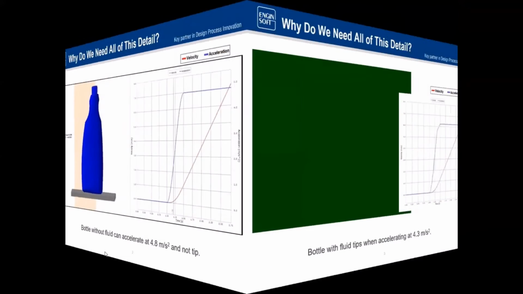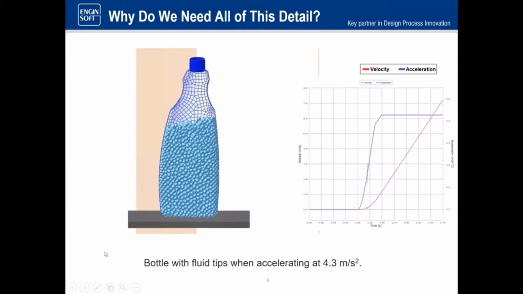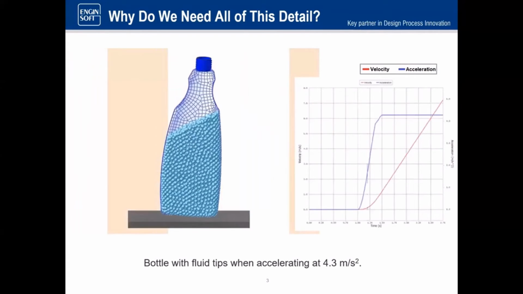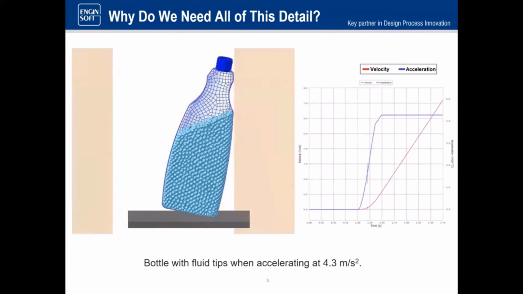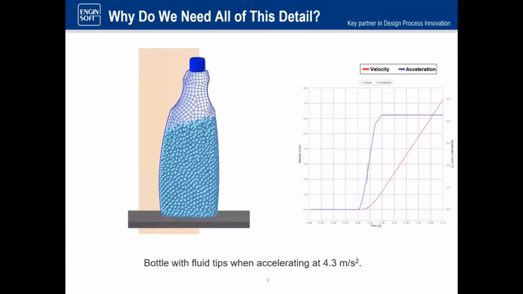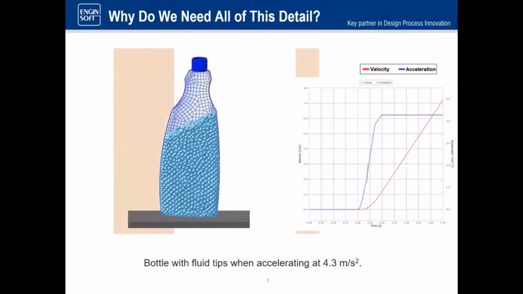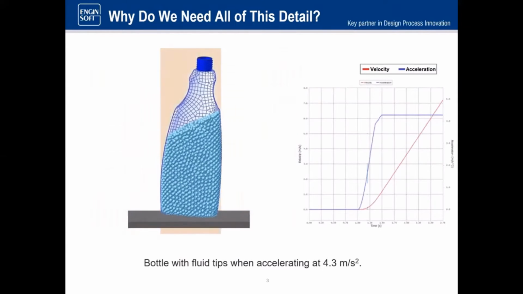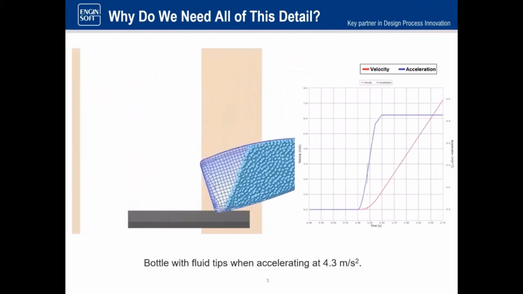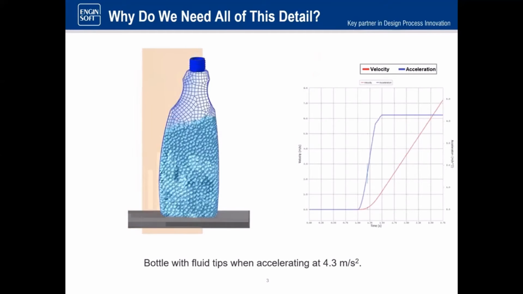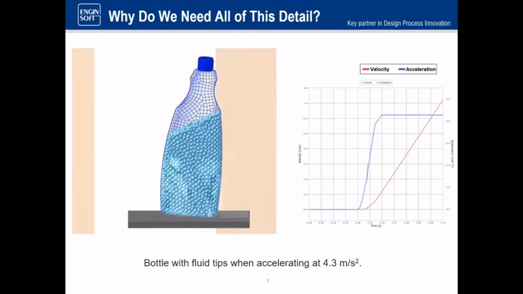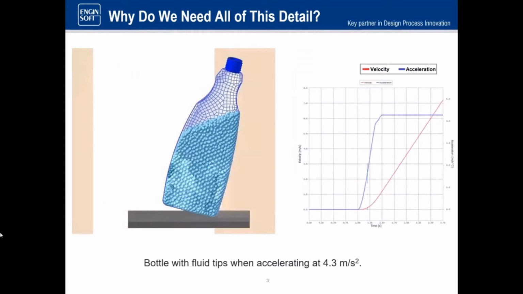But if one actually tried it, in this case, we're slowing down to 4.3 meters per second squared, and even in that case, by including the fluid as part of the simulation, we are able to see that the bottle will tip over at this lower, significantly lower, more than 10% lower velocity, and the bottle is in fact tipping over.